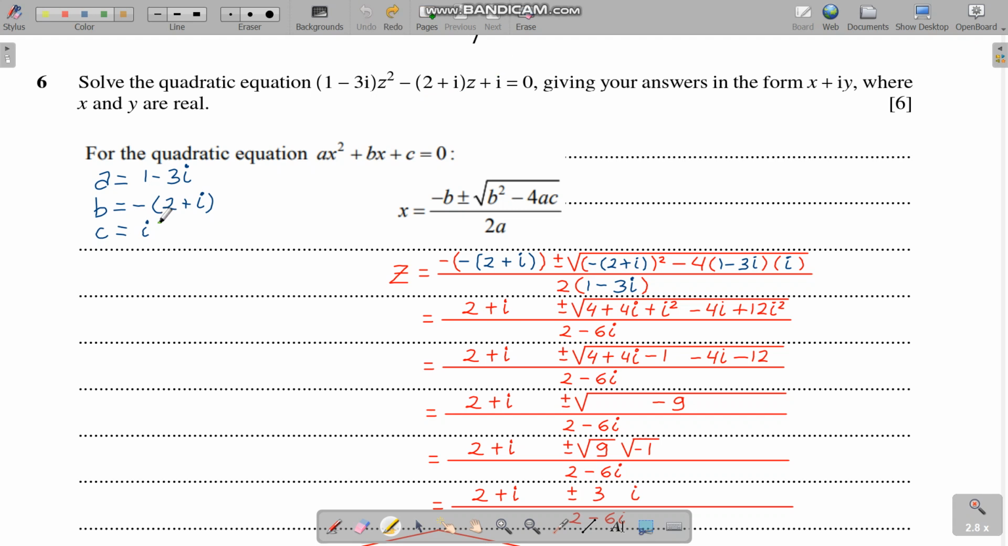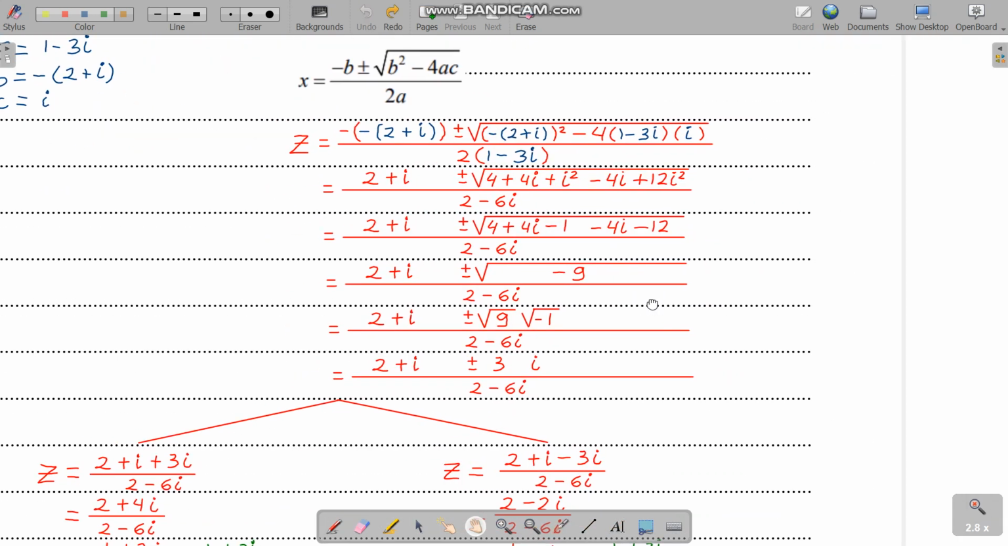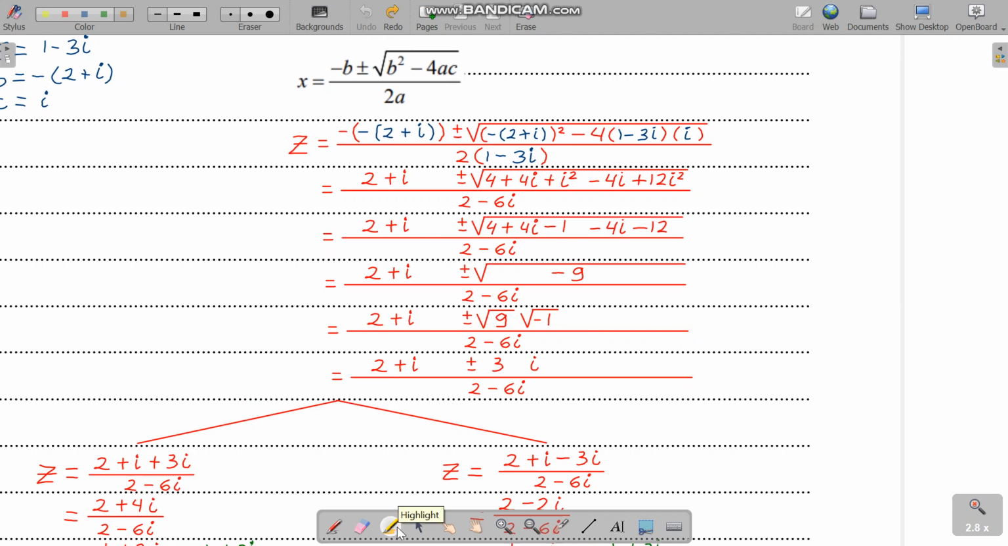So we plug in everything and simplify. So minus minus becomes plus, and if you expand, this is minus times minus, so it's just plus. Just ignore this minus. Now 2 plus i times 2 plus i is 4 plus 4i plus i squared. And here if we multiply, we have minus 4i times 1, which is minus 4i, minus 4i times minus 3i, we have plus 12i squared.